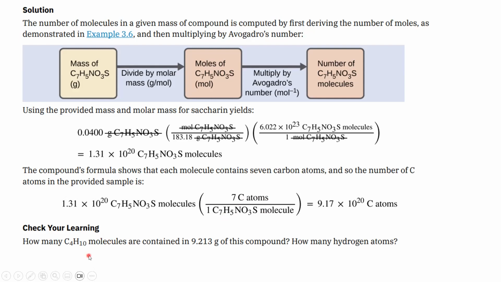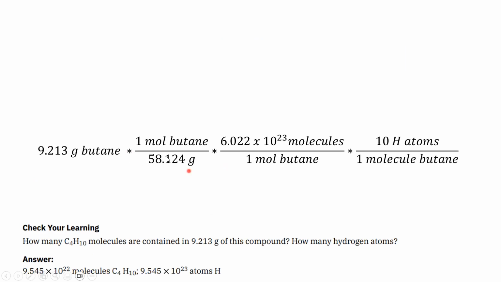With the next one, how many C4H10 molecules are in a 9.213 gram sample, and how many hydrogen atoms? C4H10 is known as butane. If you've ever seen one of those Bic lighters, it has butane in it. It's an organic hydrocarbon. Just like the first one, if we want to figure out how many molecules of that substance we have based on this mass, we've got to use molar mass to get to moles first, then we can use Avogadro's number. The molar mass of butane, 4 carbons plus 10 hydrogens, is just over 58. So we can set it up so that grams cancel.